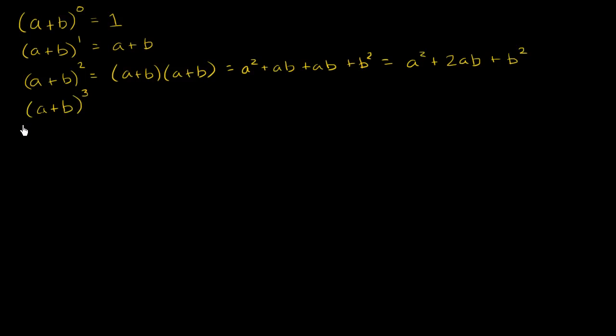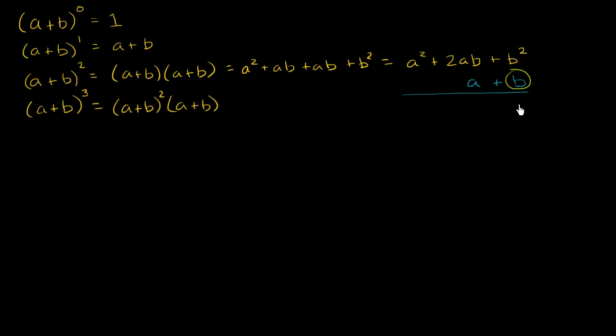And I encourage you to pause this video and try to figure that out on your own. Well, we know that a plus b to the third power is just a plus b to the second power times another a plus b. So let's just multiply this times a plus b to figure out what it is. I'm just going to multiply it this way. So first I'll multiply b times all of these things. I'll do it in this green color.